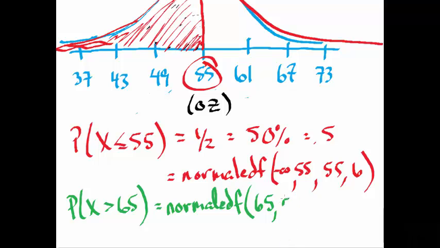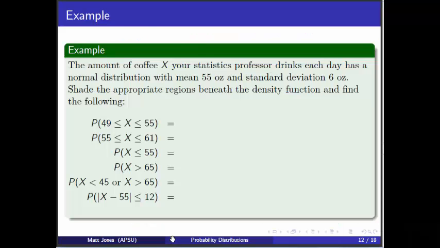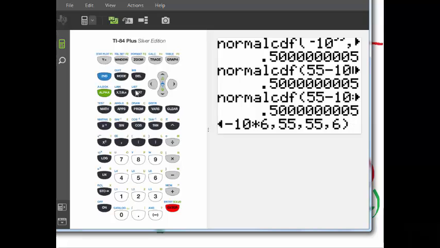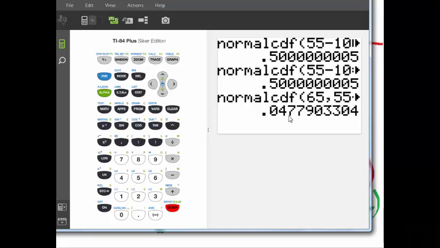Instead, I'll just say 10 standard deviations to the right of the mean. 10 sixes to the right of the mean. The mean there is 55, and the standard deviation is still 6. When I put that into my calculator, I'll do normal CDF and change all this stuff around. I'm going from 65 up to 55 plus 10 sixes, and then the mean is still 55 and the standard deviation is 6. Hit enter. There we go. It's 0.04779.